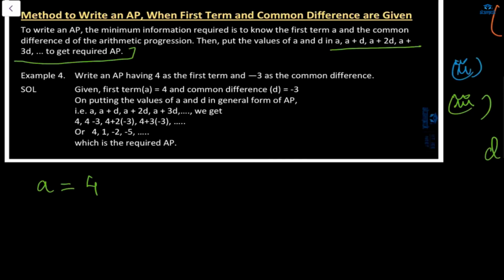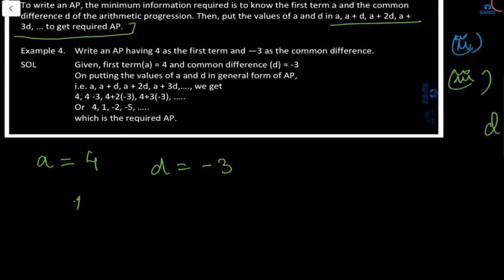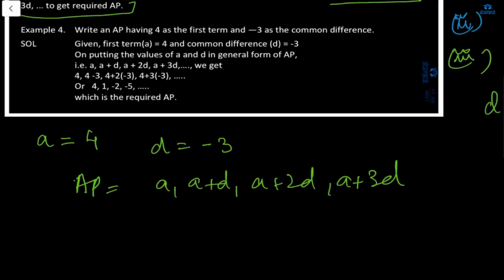So A is equal to 4 as the first term and minus 3 as the common difference. So D is equal to minus 3. You don't need to write out the complete words common difference. You can just write D, because everybody knows D here represents the common difference. Now we need to find out the AP. So we are taking A, A plus D, A plus 2D, A plus 3D. This is a general AP, if it is not given.